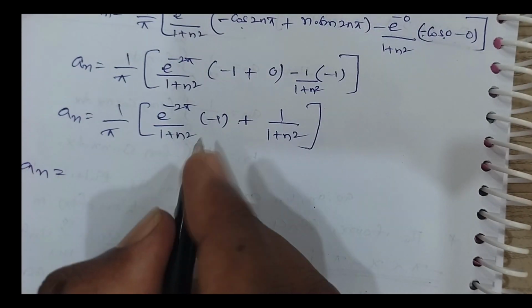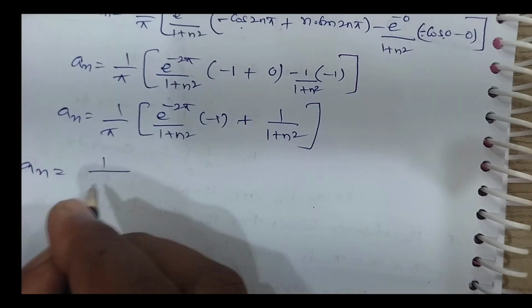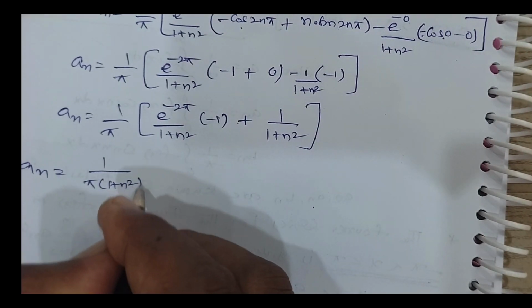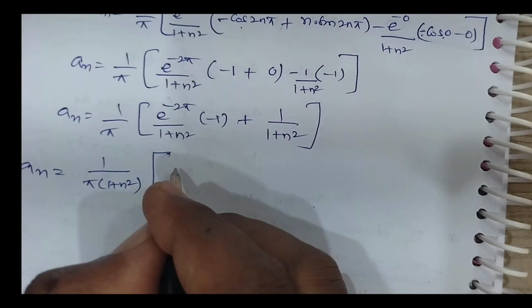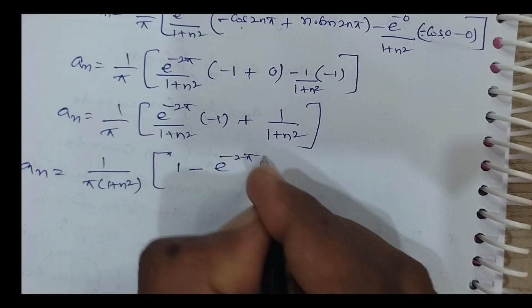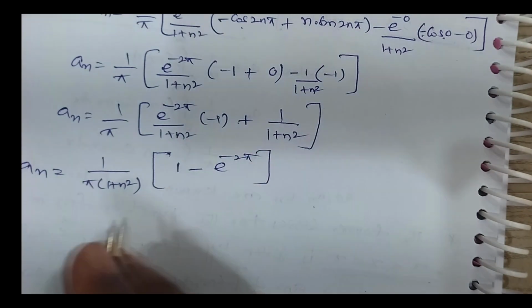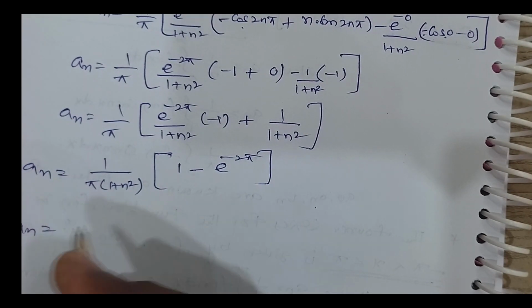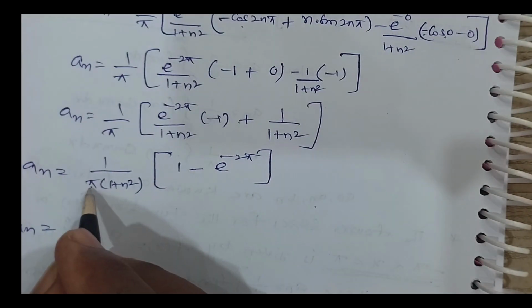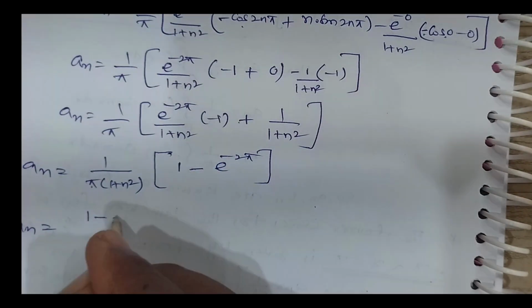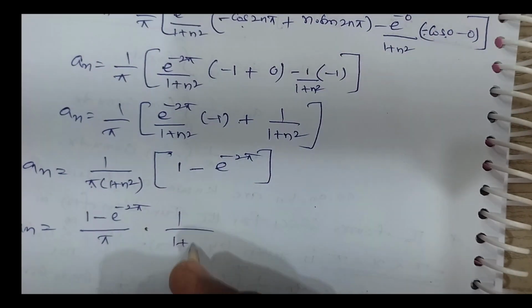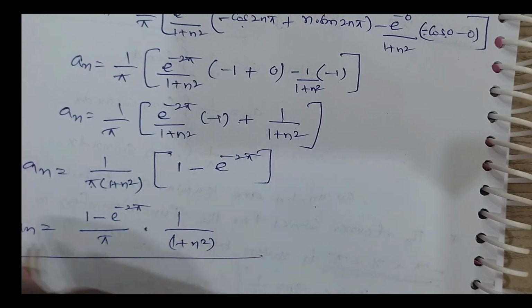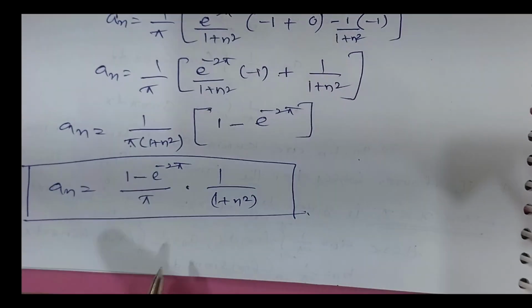So a n is equal to, here 1 by pi into 1 plus n square is common. The remaining value is 1 minus e power minus 2 pi. Simplifying, pi is constant and this value is also constant. So a n is equal to 1 minus e power minus 2 pi by pi into 1 by 1 plus n square. It is the a n value.